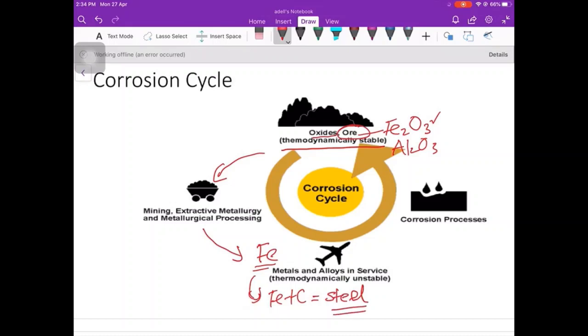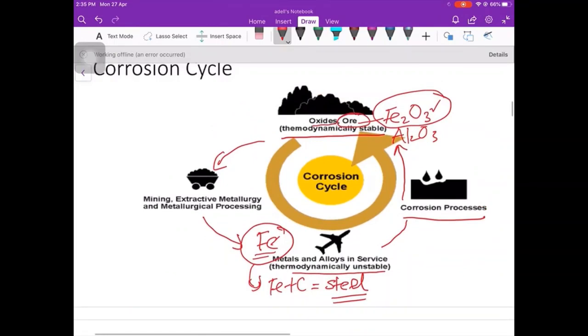Okay, but this metal is thermodynamically unstable. Okay, it will easily react with the environment. Iron, ferrum, will react with the environment and undergo the corrosion process because it tends to become stable back to its origin. Okay, from this unstable state to become stable oxide, the oxide compound of that metal. This is the cycle, we call it the corrosion cycle, from unstable to stable product, okay, through the corrosion process.